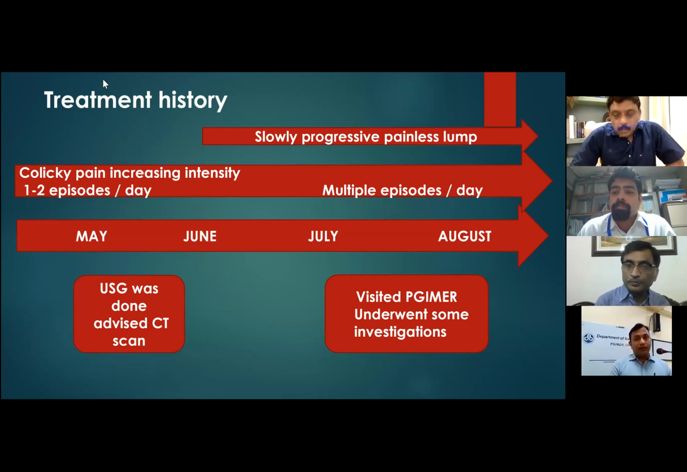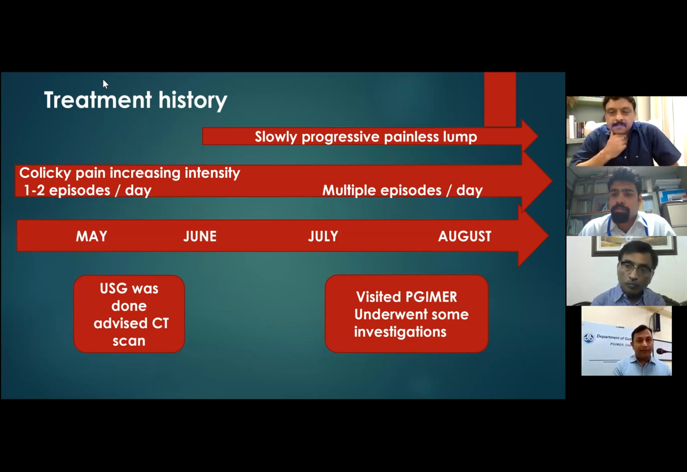One more point I wanted to add. We also need to specify whether there are any nocturnal episodes of pain, because it helps us in differentiating between an organic and a functional pain. Were there any nocturnal episodes? Yes, sir. He has had nocturnal episodes for the last 2 months. Okay.